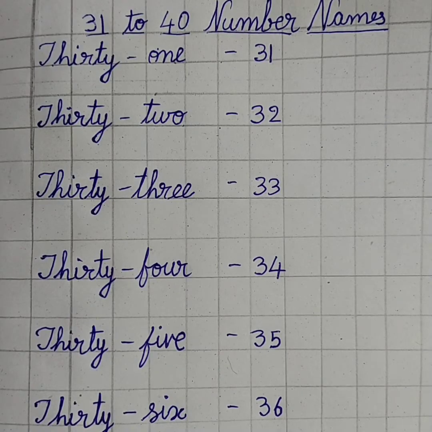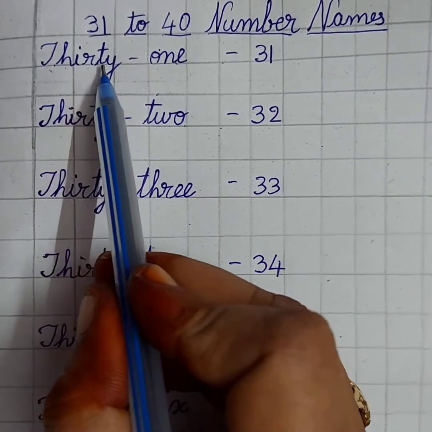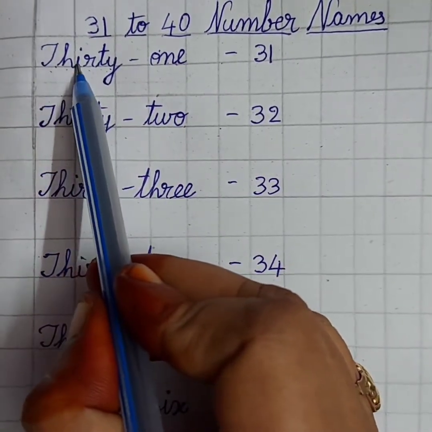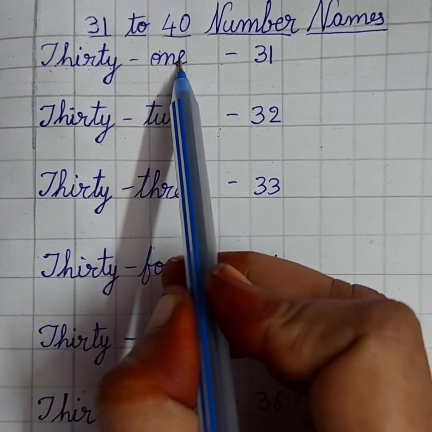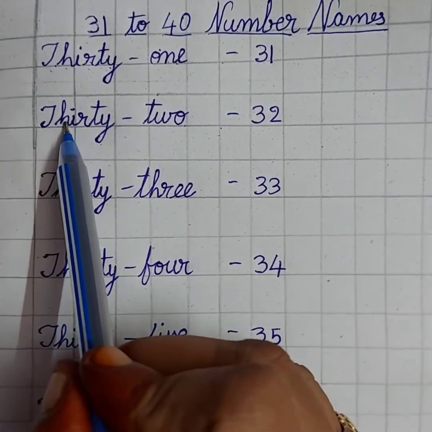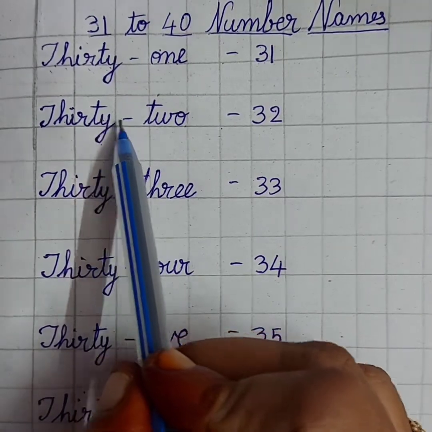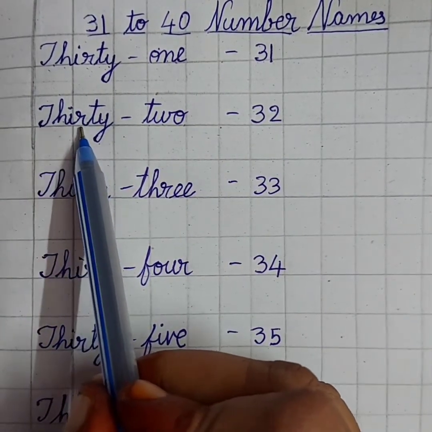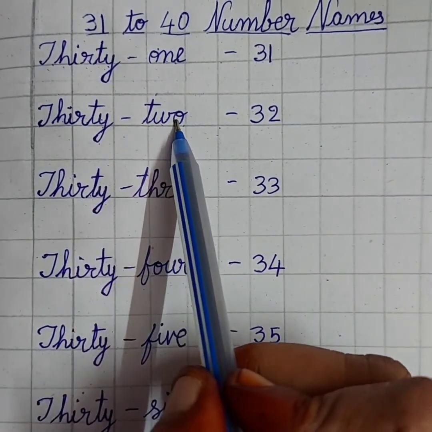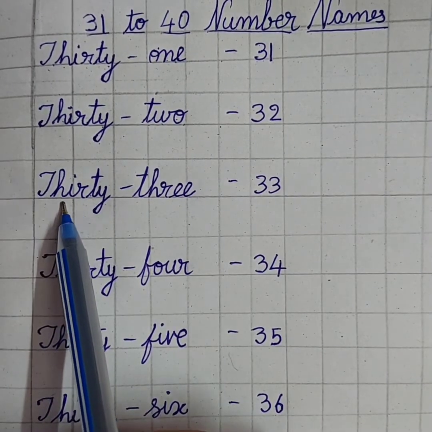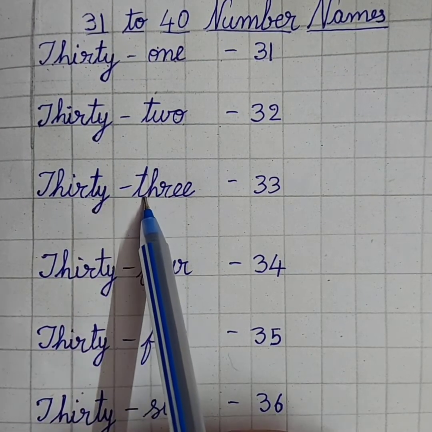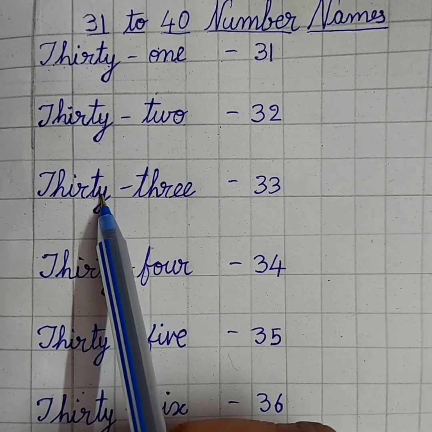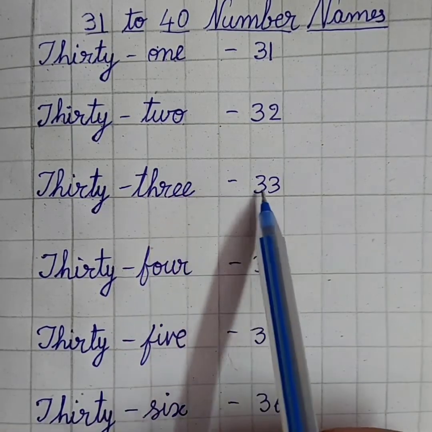Once again, let us learn, children. THIRTY, 30, ONE, 1, 31. THIRTY, 30, TWO, 2, 32. THIRTY, 30, THREE, 3, 33.